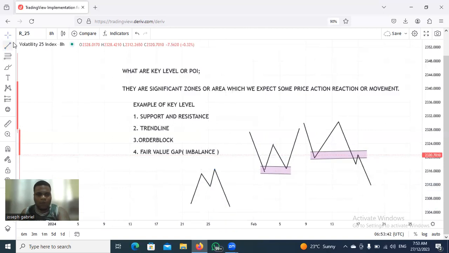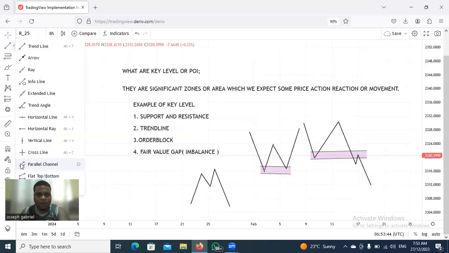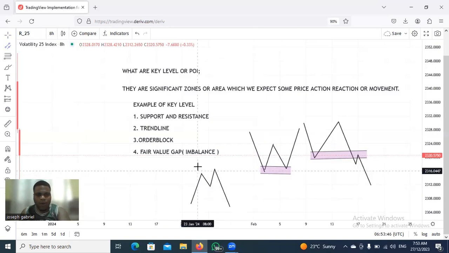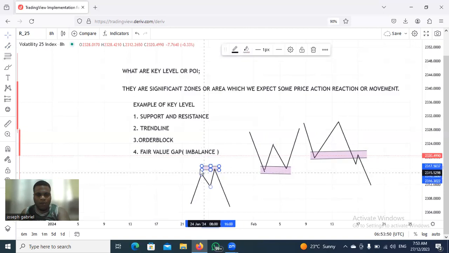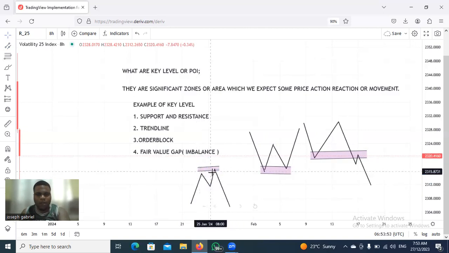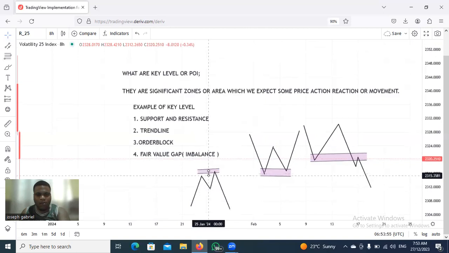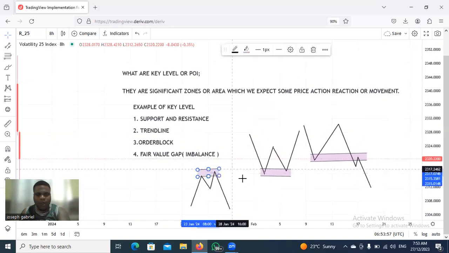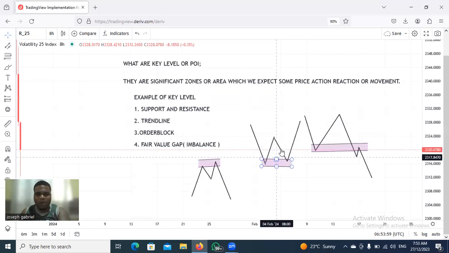This one now has become my key level, so I will mark this place here. Okay, so I have this here. You can see price comes at this point to test that resistance level. So having said more, let's go to the charts.